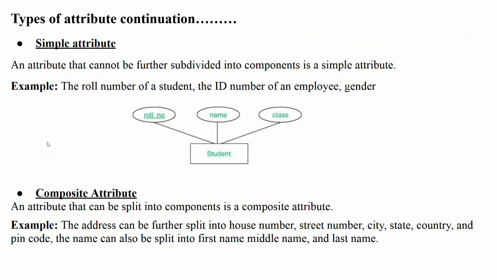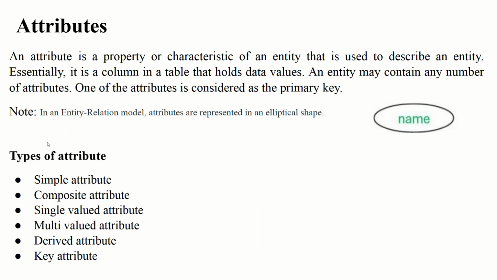So these are the types of attributes that we have seen: simple attribute, composite attribute, single valued, multi-valued, derived, and key attribute. You can compare them and study, so you will get a better understanding.